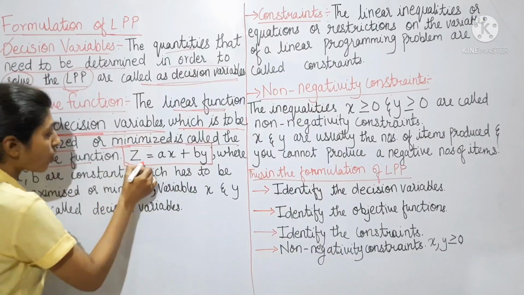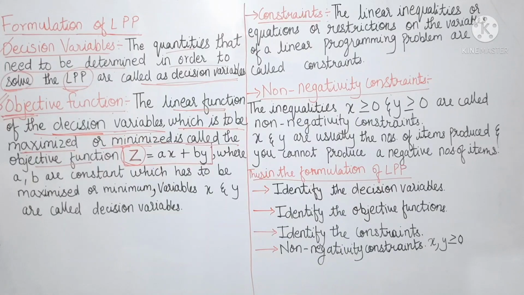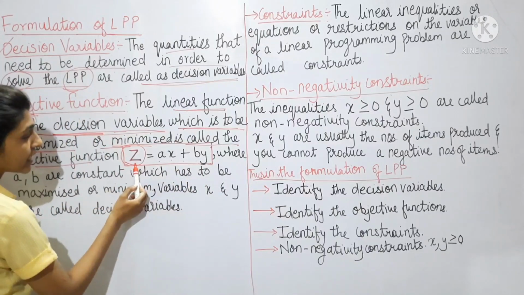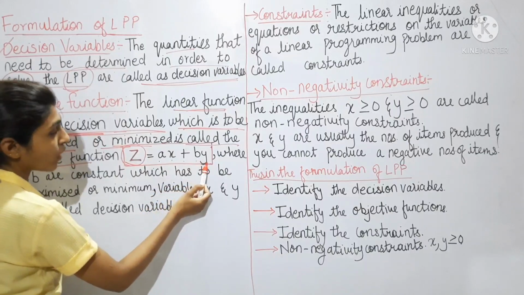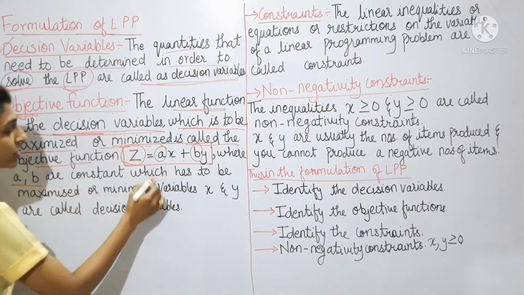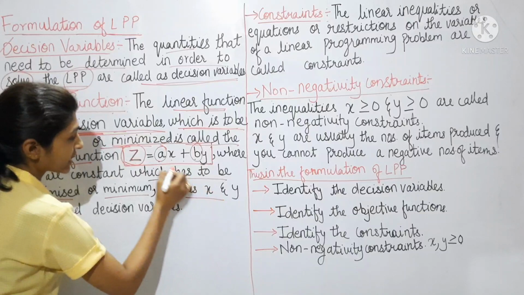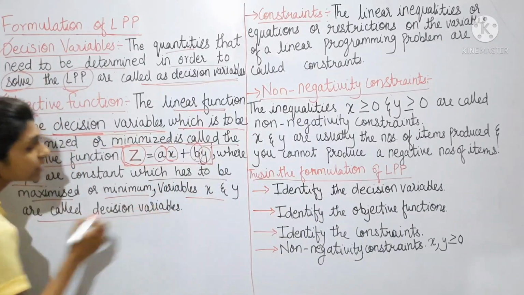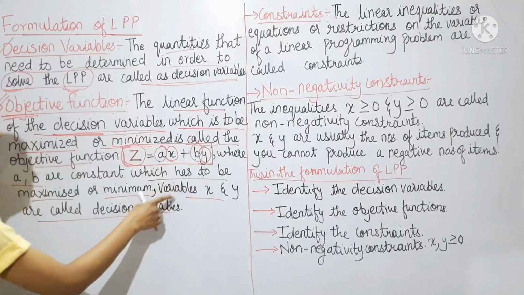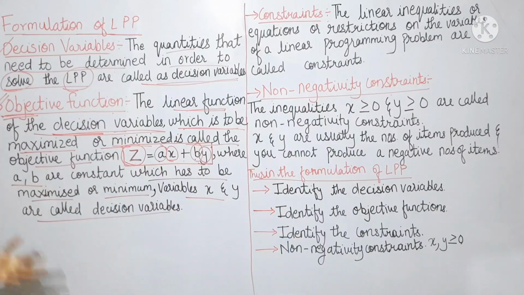Now for example, this objective function is denoted as capital Z. Z is equal to ax plus by, where a and b are constants, which have to be maximized or minimized, and the variables x and y are called decision variables. So the objective function is nothing but a linear function of the decision variables which is to be maximized or minimized. So what is the goal to achieve?